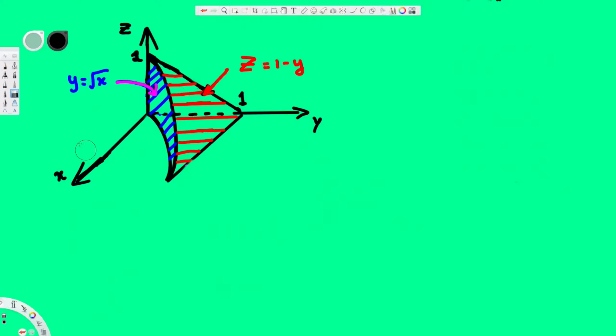Guys, in this video we are going to see how to change the order of triple integrals, and also we are going to see when we change that order of triple integrals how it's going to change the limits of integration. Now let's look at the possible orders.